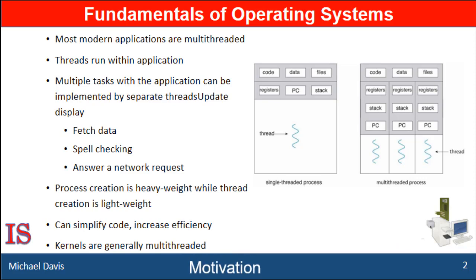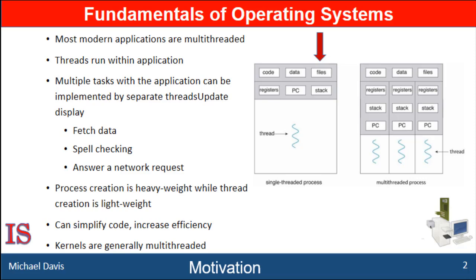A thread is a basic unit of CPU utilization. It comprises a thread ID, a program counter, a register set, and a stack. It shares with other threads belonging to the same process its code section, data section, and other operating system resources such as open files and signals.